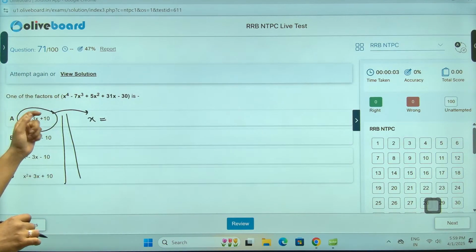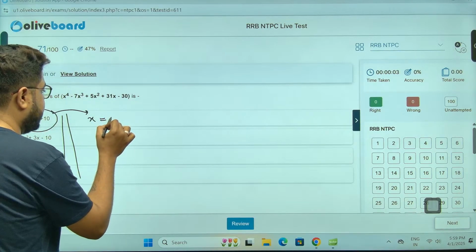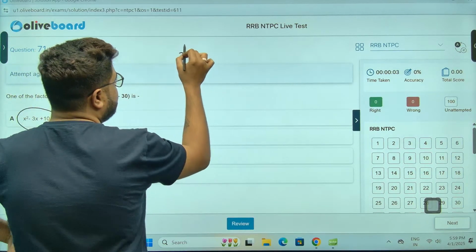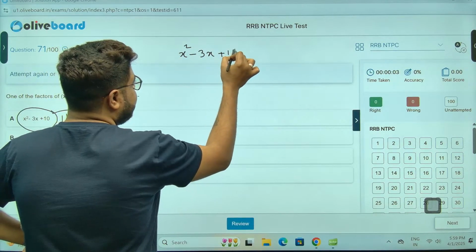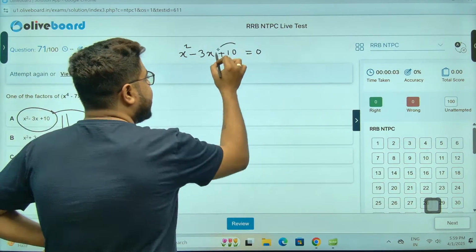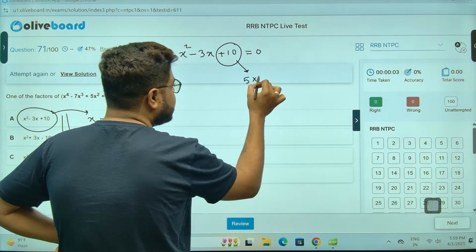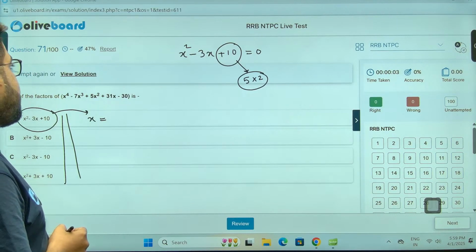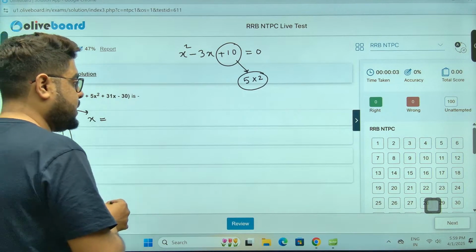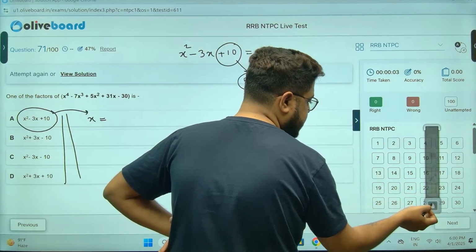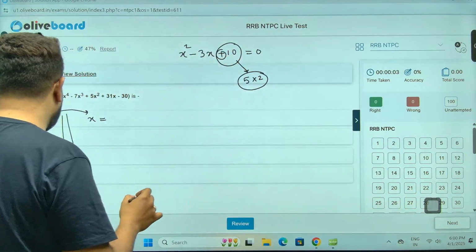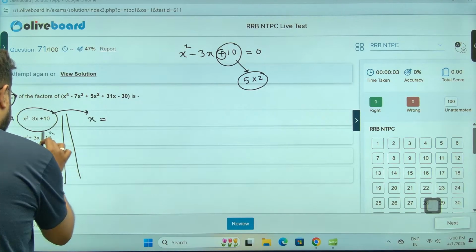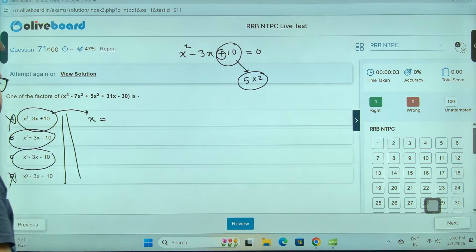If you put this as a quadratic, it is 5 and 2. How to calculate if you don't know how to solve in 10 seconds? 10 can be written as 5 into 2. No, you cannot solve it this way. You need minus here. A and D can never be answers, because these are not solvable with plus. The answer will be either B or C.